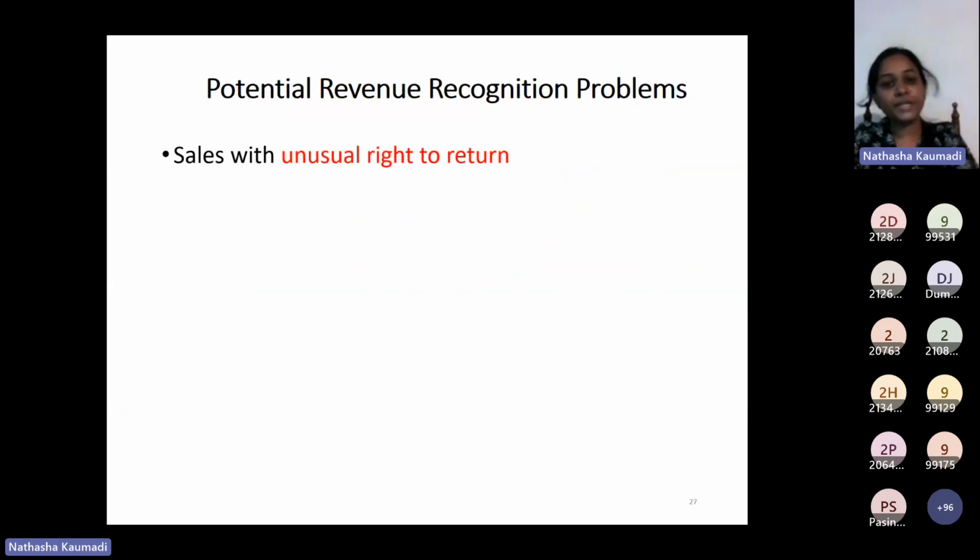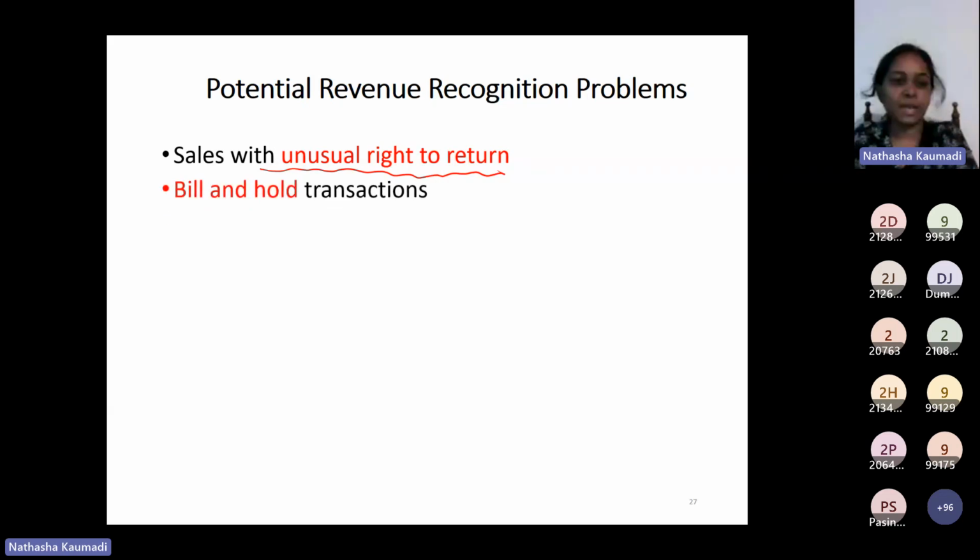What are the potential revenue recognition problems you can have? Sales with unusual right to return. If you don't recognize the performance obligation properly, there can be returns, unusual rights to return. Then at this point, definitely you will have to carefully check what is the actual point where the performance obligation is satisfied. What is the actual point where we need to recognize revenue? If there are unusual rights to return, there can be sales like that.